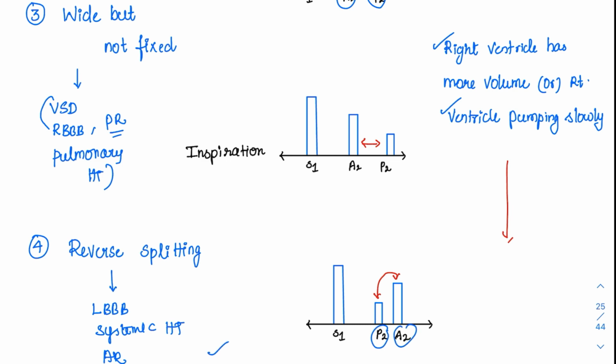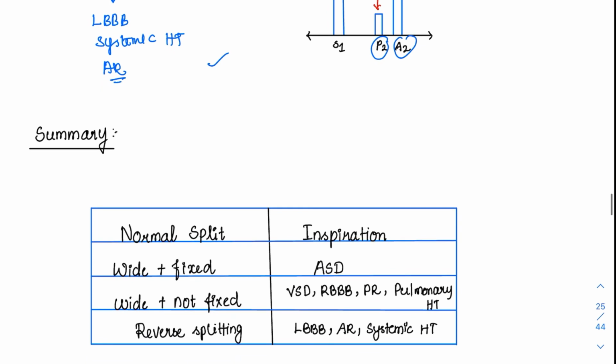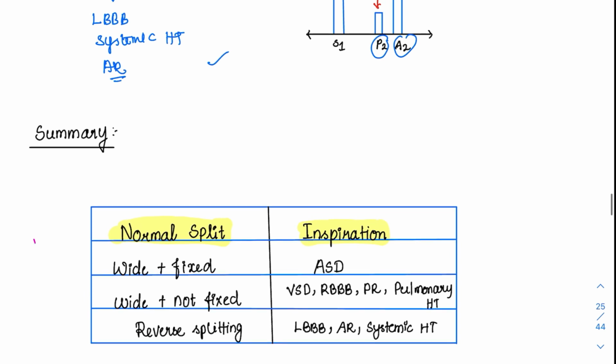Now we will summarize all our findings, like the splitting. The normal splitting is seen during inspiration. I just want you guys to remember this chart, that is sufficient, but we should know the concepts before. Next is wide and fixed. Only one condition we have to remember, that is the ASD. Then wide but not fixed: it is VSD, right bundle branch block, pulmonary regurgitation or pulmonary hypertension.